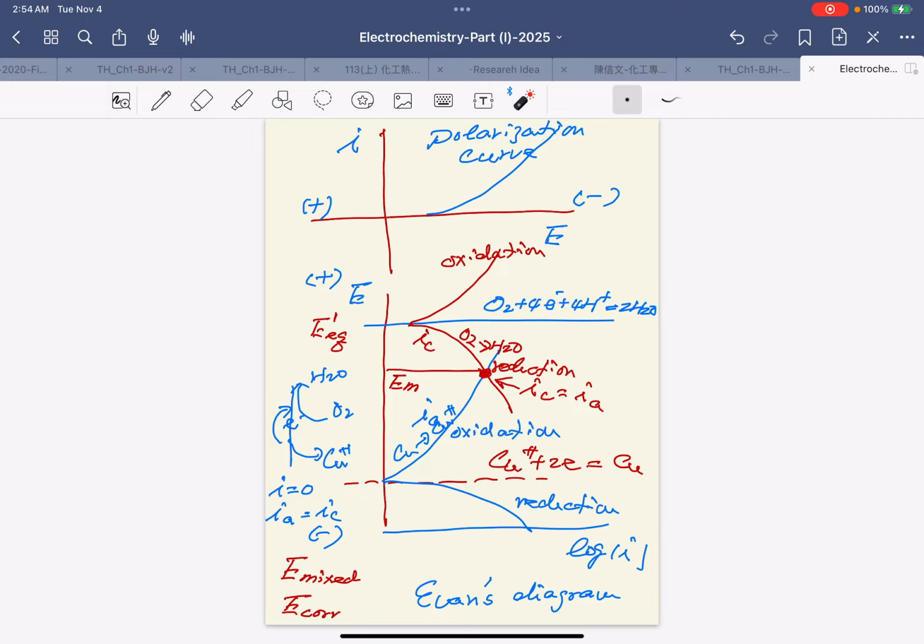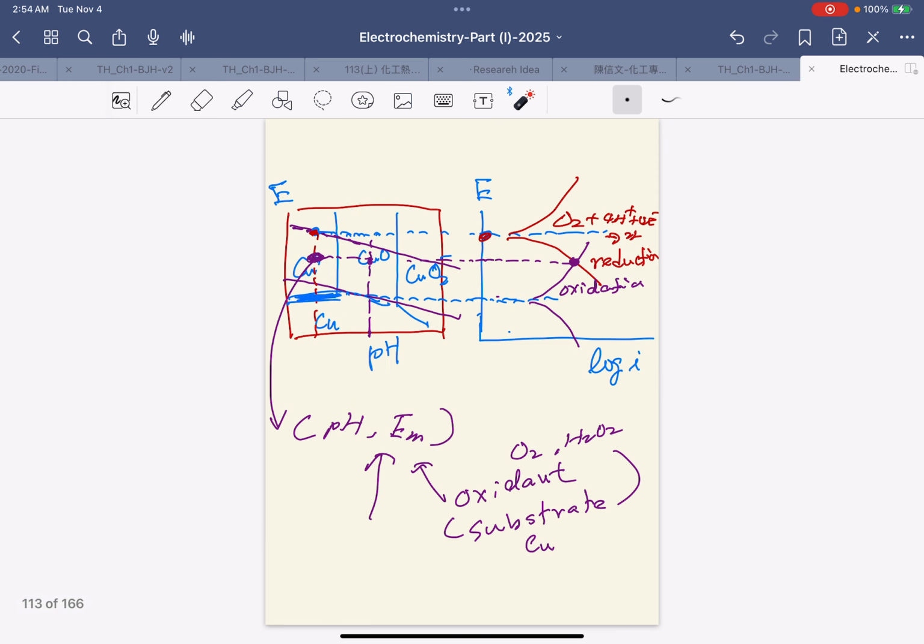So that idea gives us a very important idea. We can determine the environment condition. If you remember, I mentioned the CMP. That's also important. You can determine the potential of the CMP solution. Yeah, that is very important.